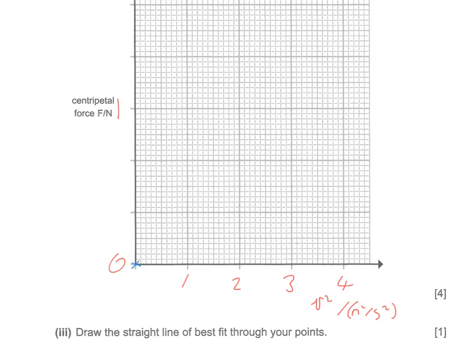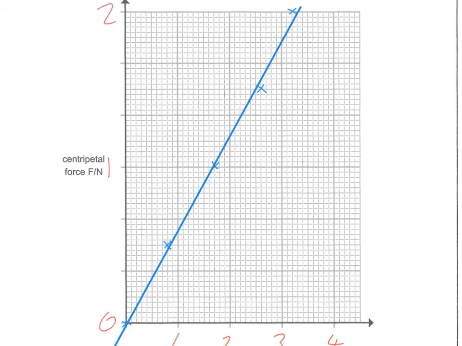So 0, 0 here is a point. There is also a point at 0.5 and 0.8, which is about here. There's another point at 1 newton and 1.7. There's another point at 1.5, 2.6. And then we just plot the top point and put a line of best fit through those points.